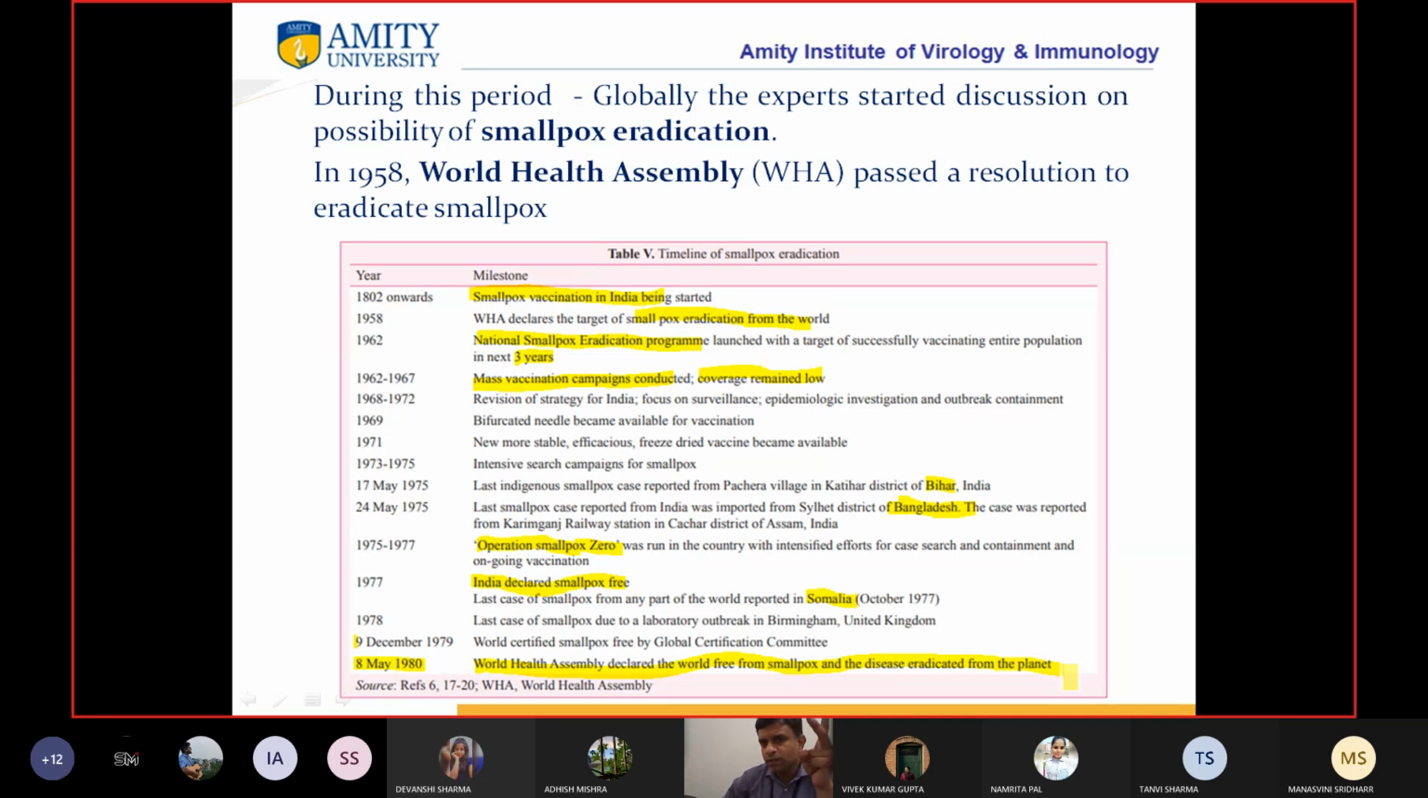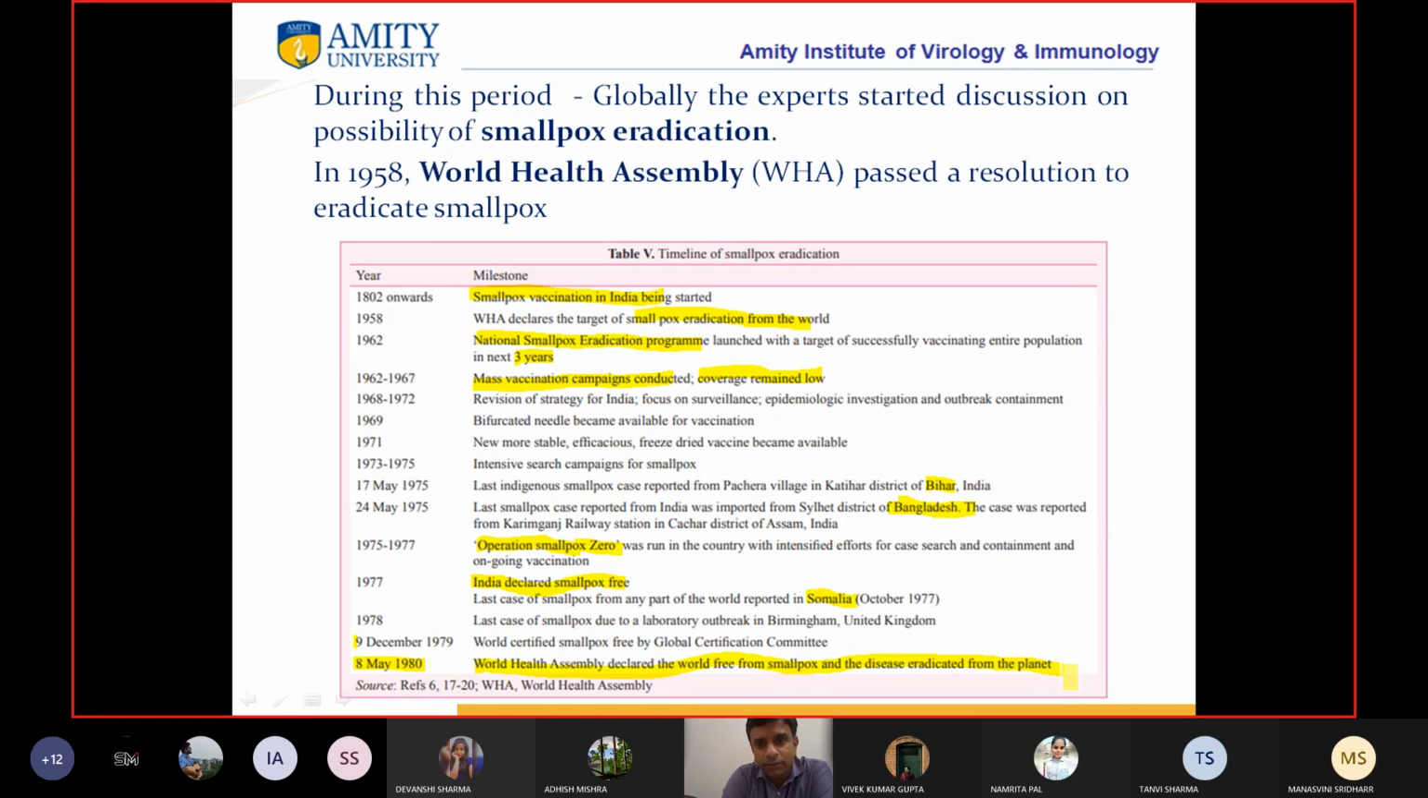So only two centers had kept stock of the smallpox virus. Now there are a lot of discussions on it. A lot of scientists say that we should destroy these organisms, whereas a lot of scientists say that no, we should keep them, we should preserve them, right?